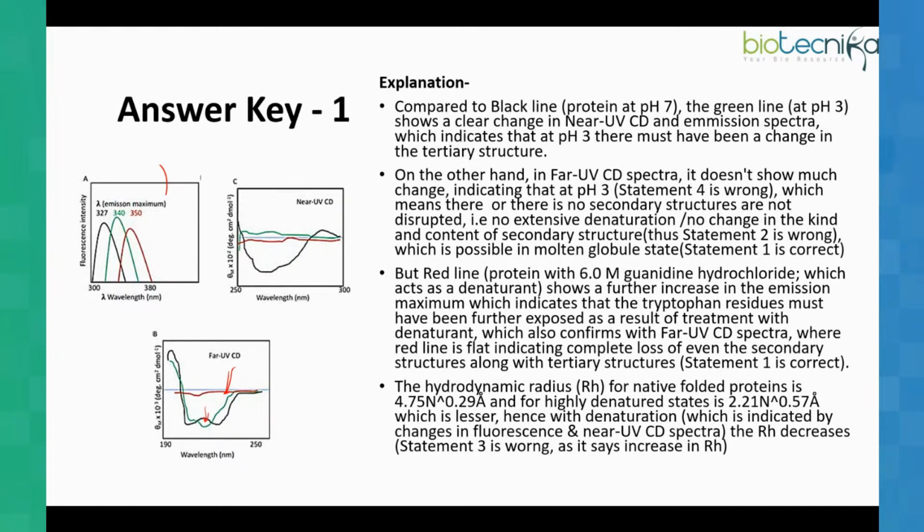The hydrodynamic radius for the native folded protein is this much, and for the highly denatured state is 2.21. So you can see 4.75 and 2.21 for the denatured state. That means the hydrodynamic radius decreases. What does it exactly mean? When a protein is properly folded, it occupies a little bit more area. It is in an arranged, ordered form, so it will occupy a certain area. But when the protein loses its shape and gets denatured, it will actually become denser, it will become compact.